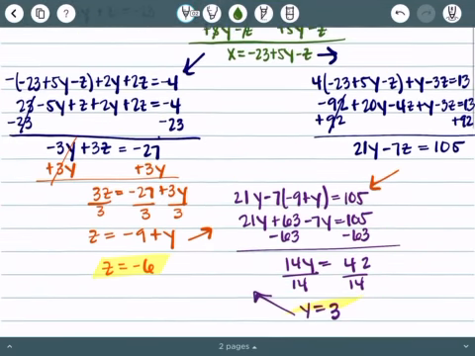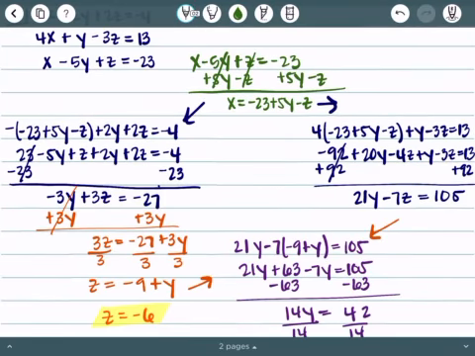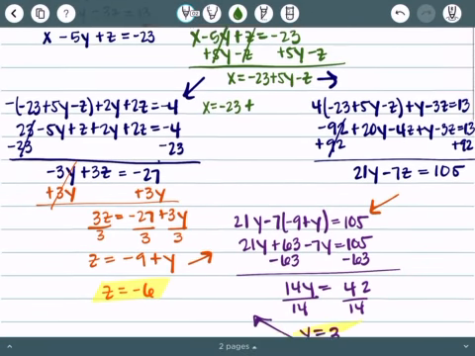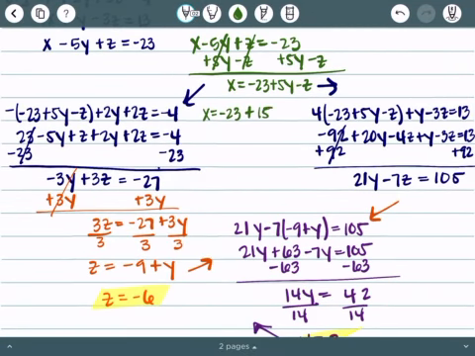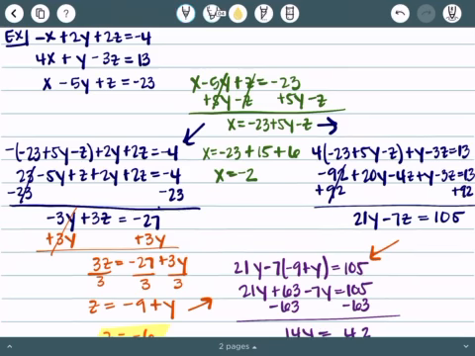And then I'm going to plug my y and z into the x, and I'm going to get x equals negative 23 plus 5 times y, which is 15, minus a negative 6, which is plus 6. 15 plus 6 is 21, plus a negative 23 is a negative 2, which is my third letter. And my final answer for this problem is x equals negative 2, y equals 3, and z equals negative 6.